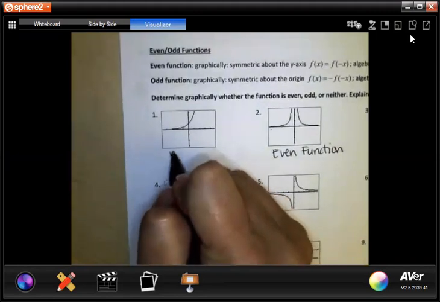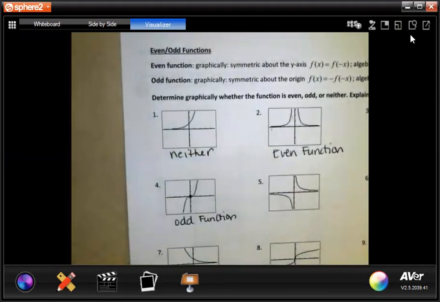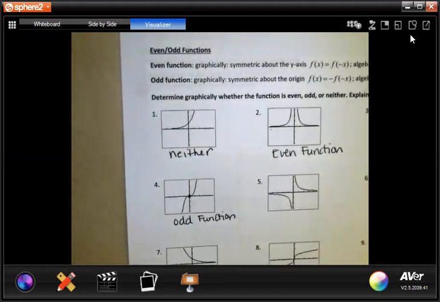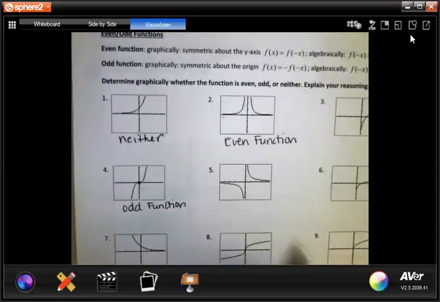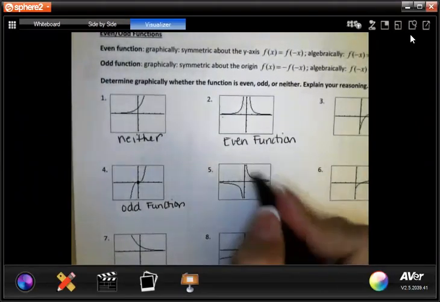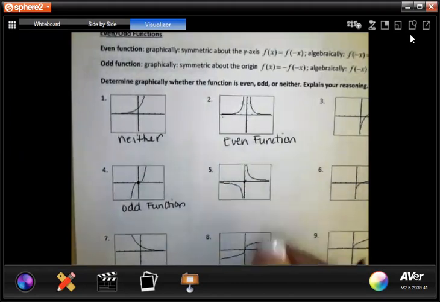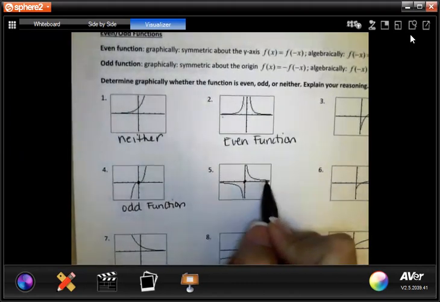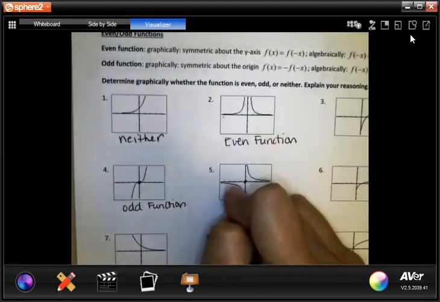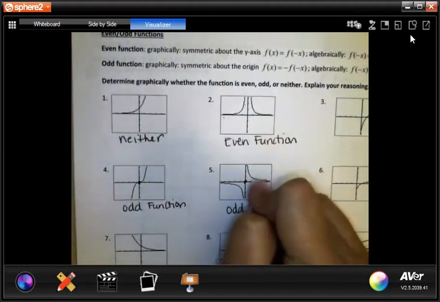This right here would be considered neither because it is not symmetrical across the y-axis or across the origin. So an easy way to determine if it's even or odd is definitely by the graph. If we looked at this one, if I rotated it across this point here, then this first quadrant would land right on top of the third. And so this is an odd function.